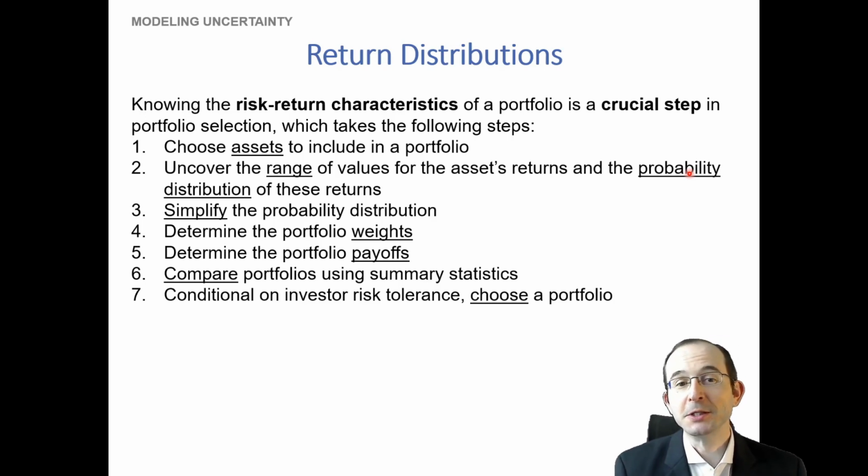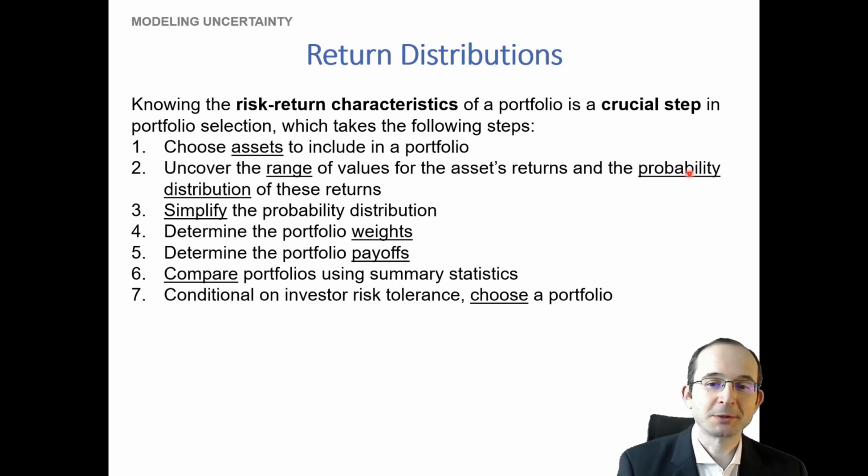Now, probability distributions, as you remember from statistics, are relatively messy things. They're a continuous function of some sort, or maybe not even continuous, with jumps. So one common approach is to simplify it. And we'll talk about how to do this with event trees.